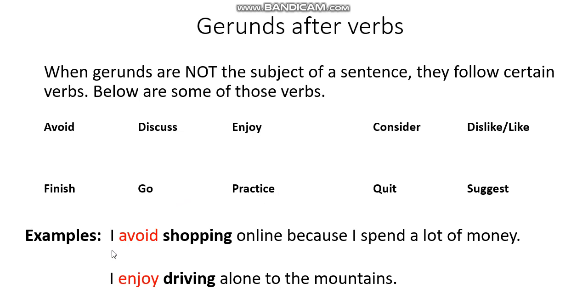First example here, I avoid, okay, see the word avoid? I avoid shopping online because I spend a lot of money. Our gerund here is shopping. The verb in front of it is avoid. Next example, I enjoy driving alone to the mountains. We can see enjoy is here, and it's followed by the gerund driving.